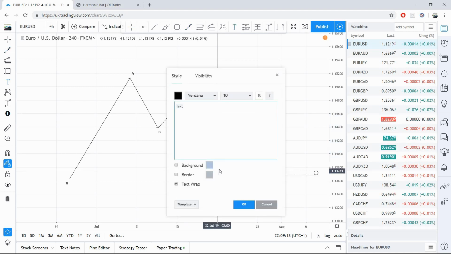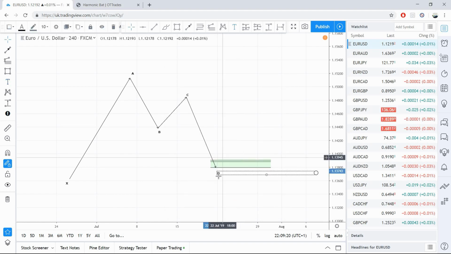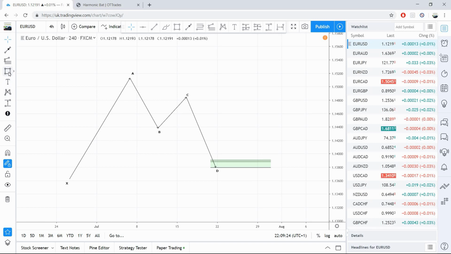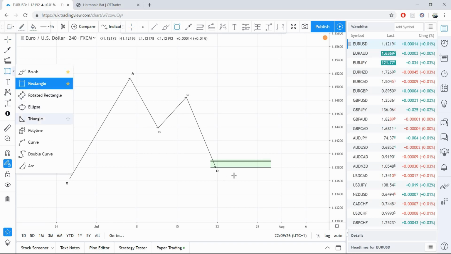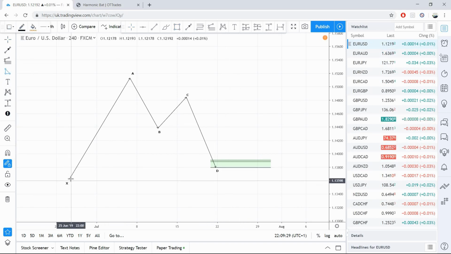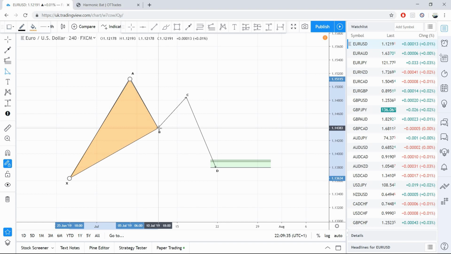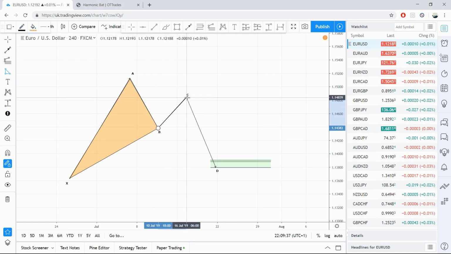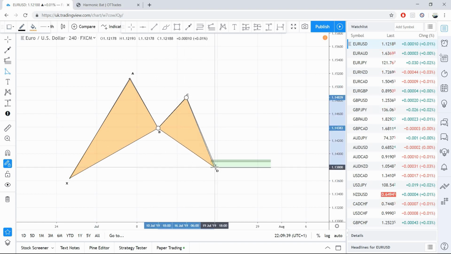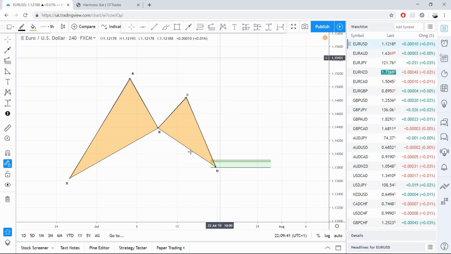Now technically the pattern is not classed as completed until it has reached the final point in that PRZ. So this lowest D point here in this example, obviously if it was a bearish pattern, it would be the highest point of the PRZ. Just finish this here. So that's our pattern there, and this is the potential reversal zone.